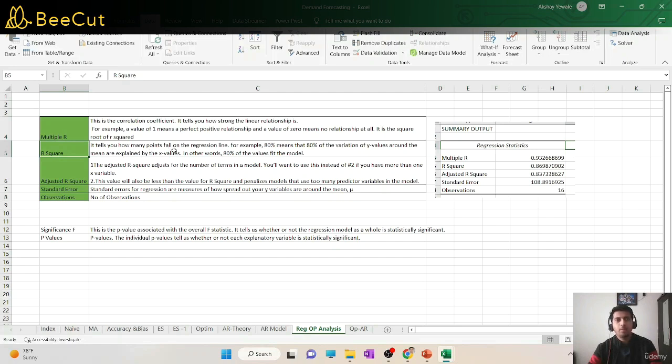It tells how many points fall on the regression line. Since we'll be plotting a forecasting line, the linear line which has been created by this model, how many data points lie on it? Suppose the value is 0.8, which means 80% of the values are on the line, and 20% will not fall on the line.